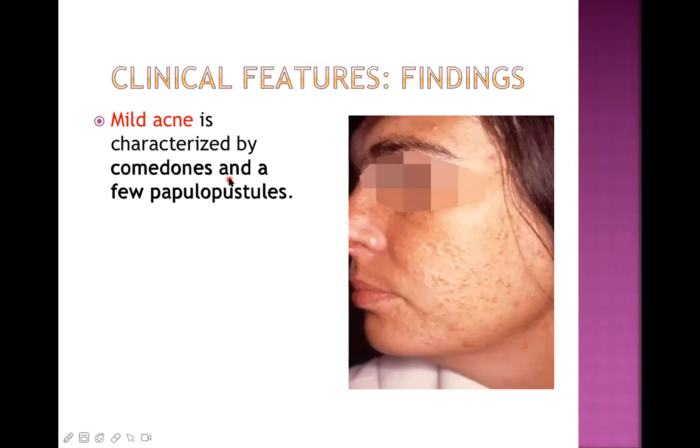This mild acne is characterized by comedone and a few papulopustules. On top of the comedone, some papules and pustules have developed. So see this, here the lesions are a little bit more than in the last picture. Still a lot of comedones are there, and some of these comedones are infected, we call that pustules, and if they are a bit bigger, we call them papules.